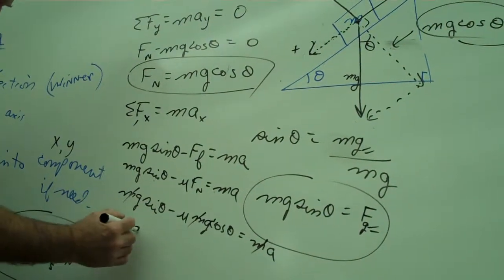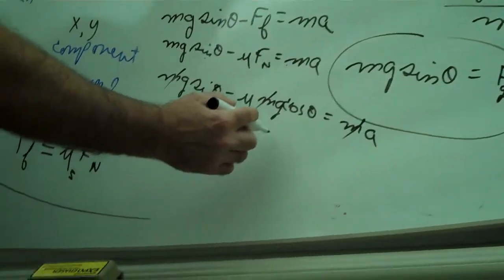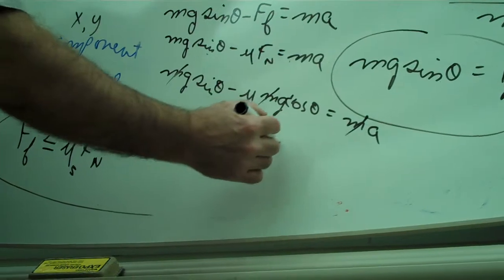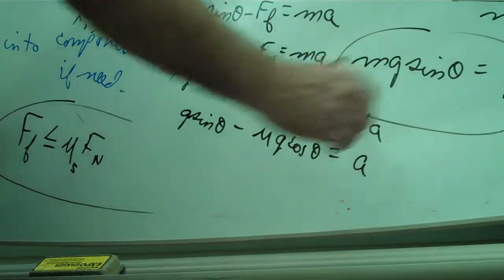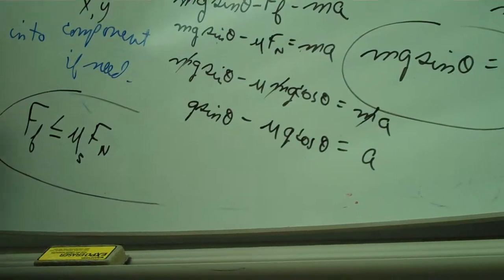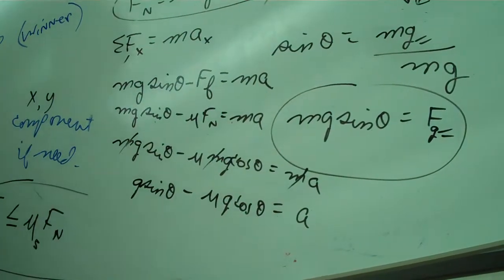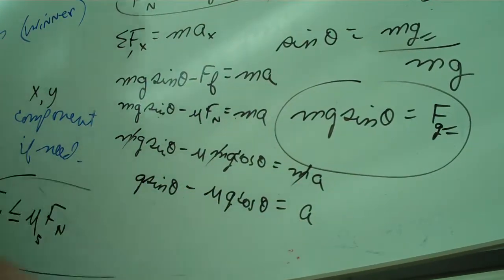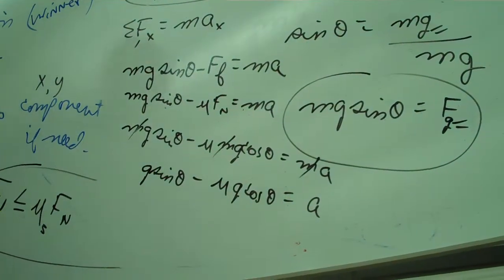And now a is g sine theta, which is what it was when there was no friction, minus mu g cosine theta. That's what the acceleration down a ramp would be. Weird looking, scary looking, but they'll give you mu, and you can find a. Or they'll give you a, and you can find mu. g is 9.8, and they'll give you the angle of the ramp. All right, stop there. Thank you.